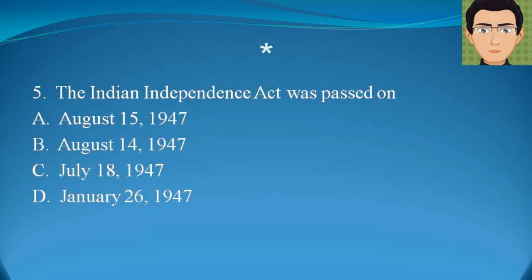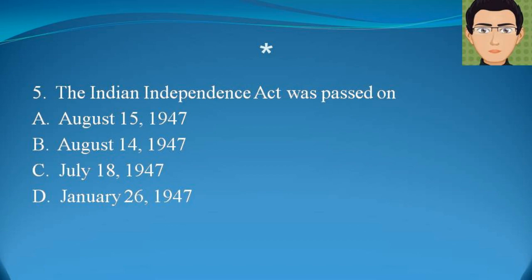Question number 5. The Indian Independence Act was passed on: A. August 15, 1947, B. August 14, 1947, C. July 18, 1947, D. January 26, 1947. Answer is C. July 18, 1947.